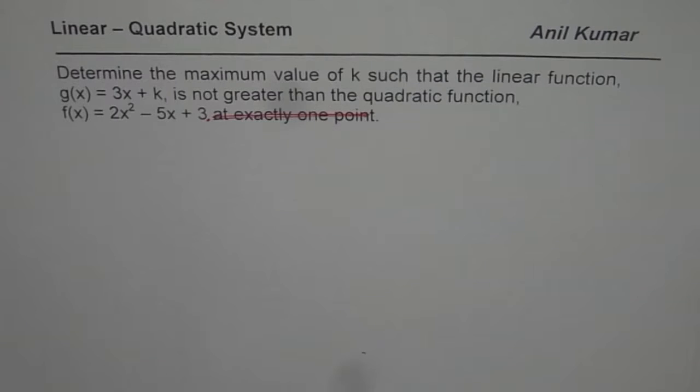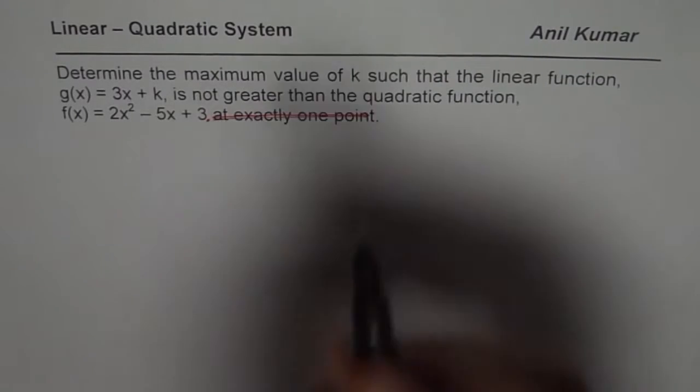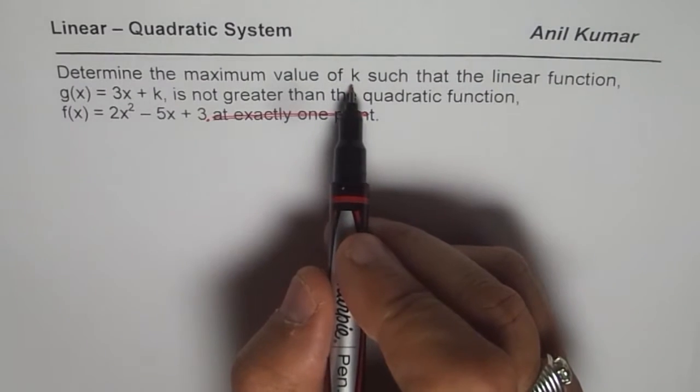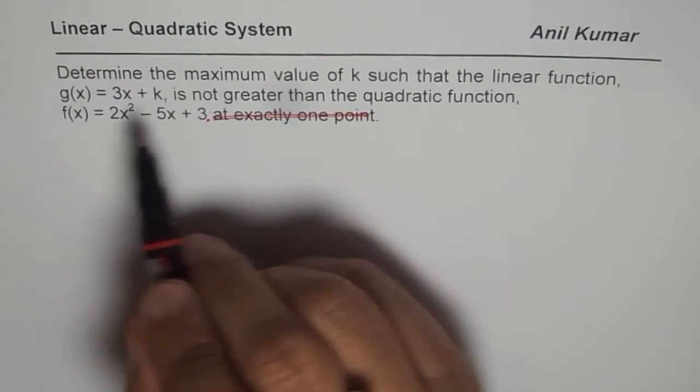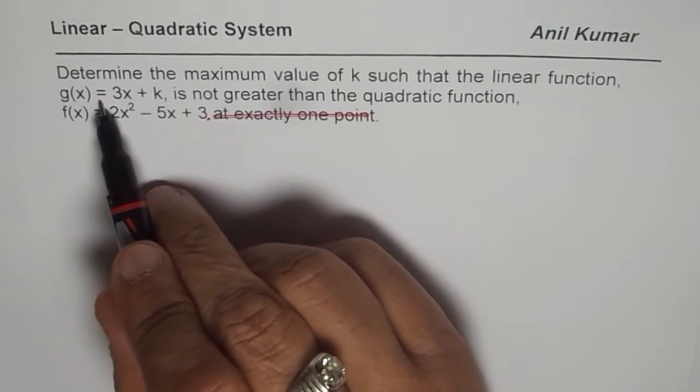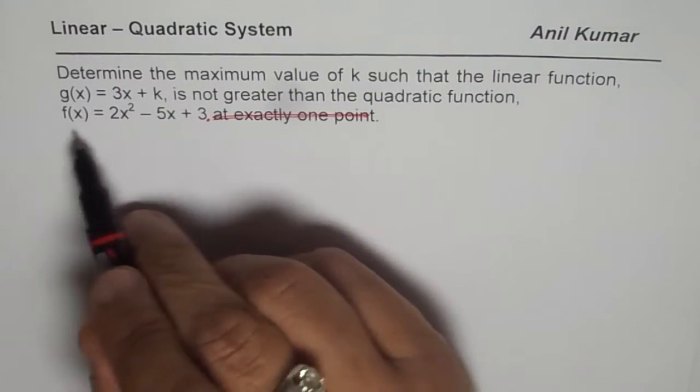So try to pause the video and solve the question, and then look into my solution. Now let's first try to understand this equation. It says we need to find the maximum value of k such that the linear function 3x plus k is not greater than, that means it has to be less than, the quadratic function.